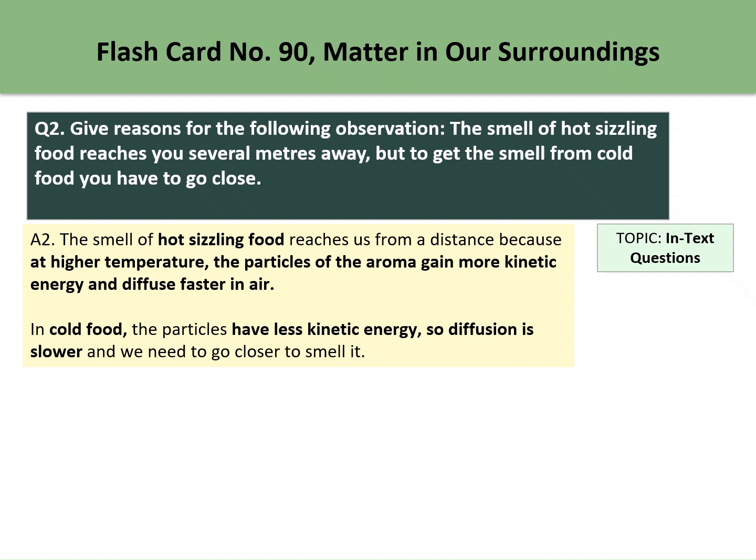Next. Give reason for the following observation. The smell of hot sizzling food reaches you several meters away, but to get the smell from the cold food, you have to go too close. The smell of hot sizzling food reaches us from a distance because at higher temperature, the particles of aroma gain more kinetic energy and diffuse faster in air. In cold food, the particles have less kinetic energy, so diffusion is slower and we need to go closer to smell it. The key word is diffusion.